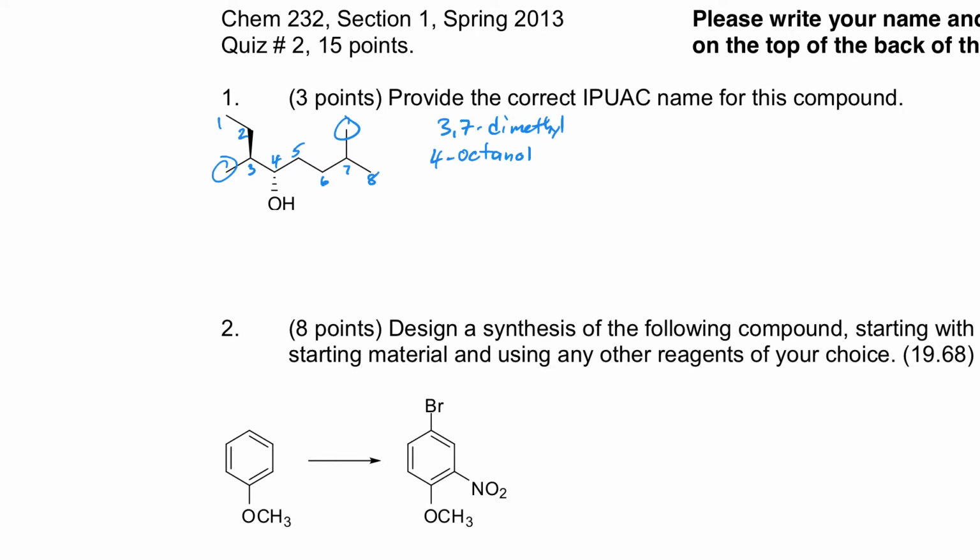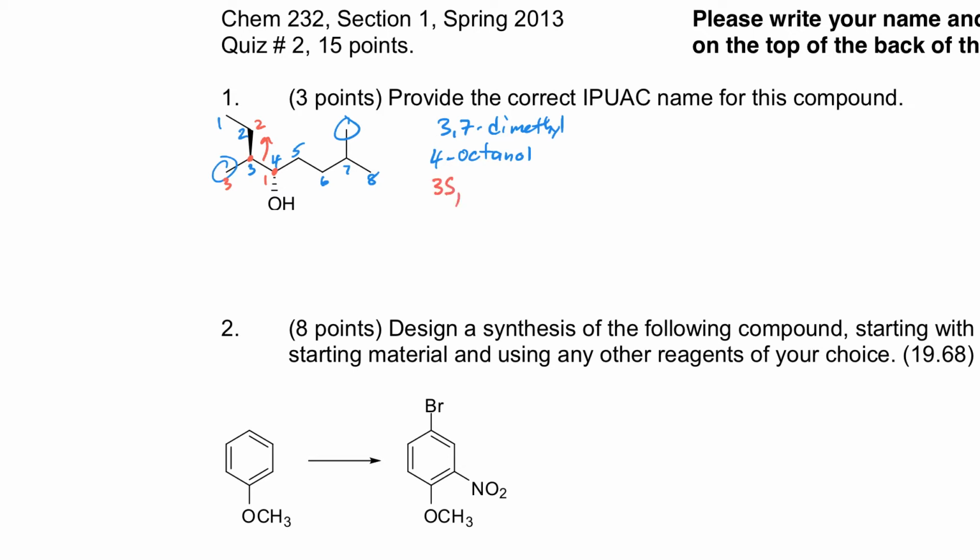And then I have 2 stereocenters. I'll outline those in red here. Let's look at the stereocenter at number 3. Priorities would be the one with the OH, the shorter chain, and the methyl. That gets me S, 3S.